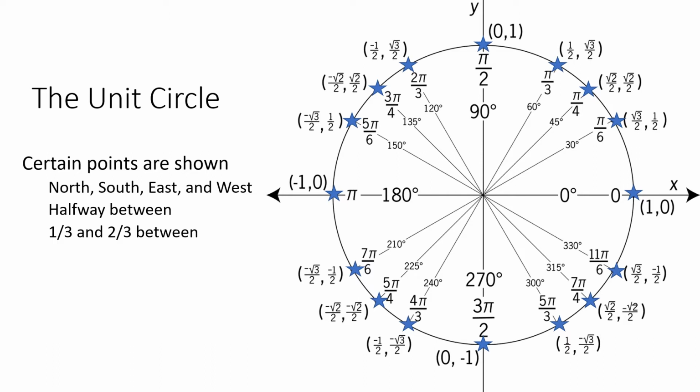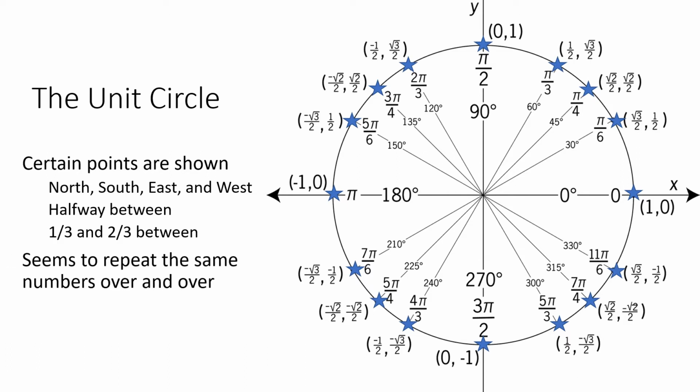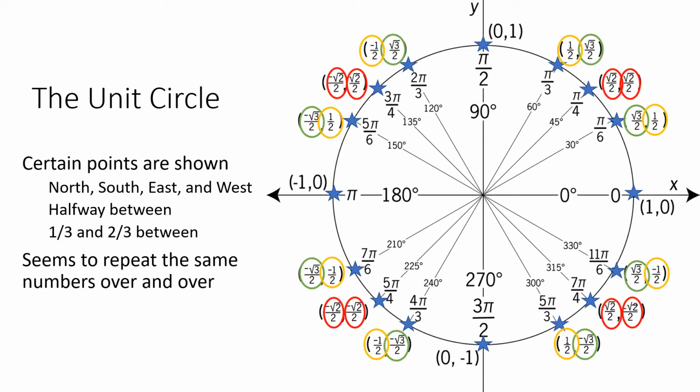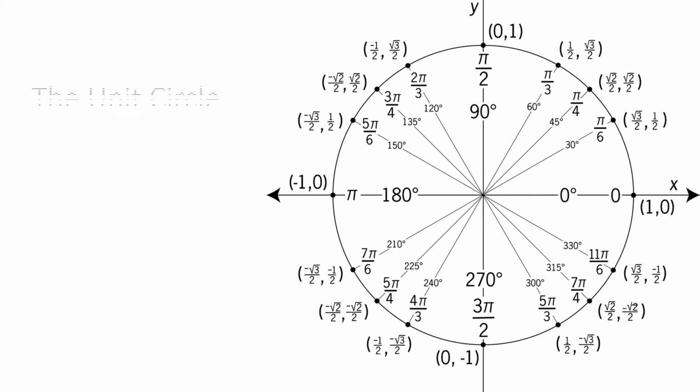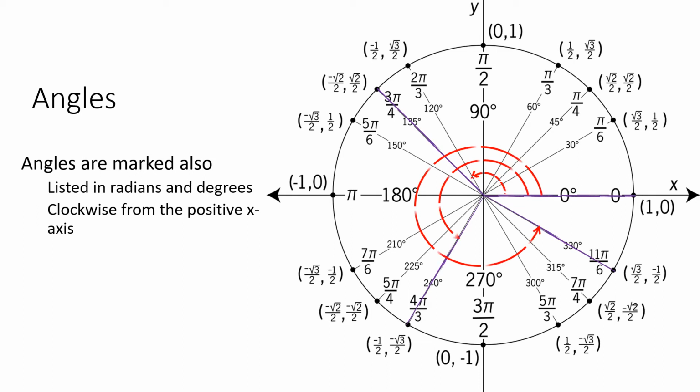So we have a couple points labeled here, and it seems to also repeat the same numbers over and over again. You'll notice that in red here we have the square root of 2 over 2, or the negative square root of 2 over 2. We have 1/2 and negative 1/2 in yellow, and square root of 3 over 2 and negative square root of 3 over 2 in green. It just seems to repeat those numbers over and over again. And then on the sides, we also have 1s and 0s and negative 1s. And then there's also other numbers on here.